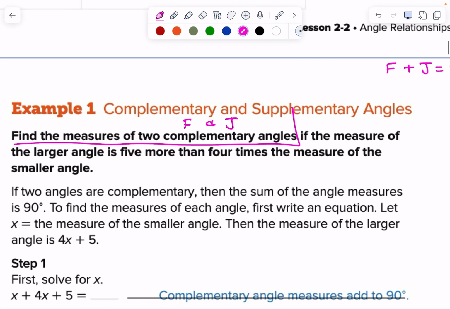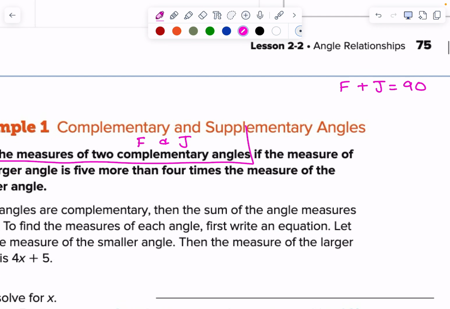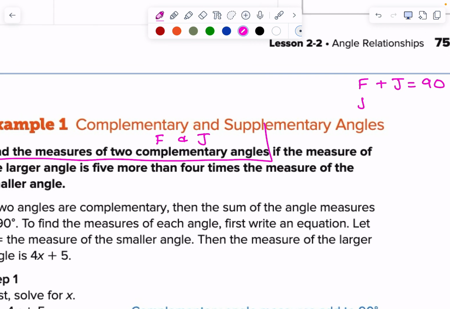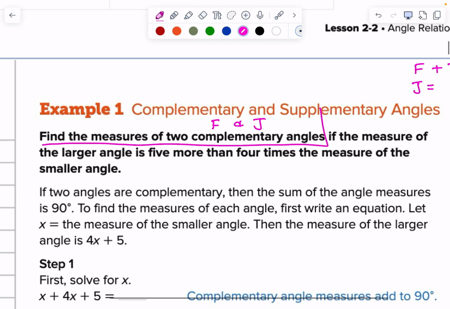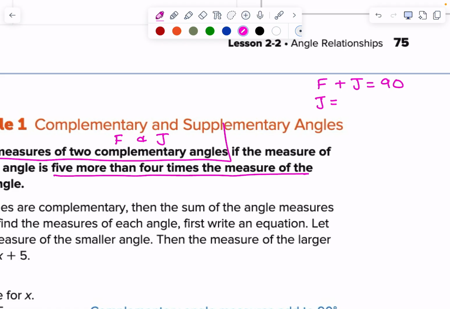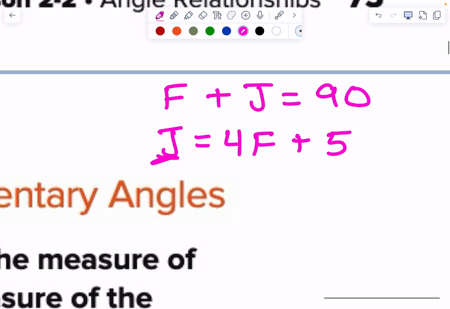If the measure of the larger angle, which one's bigger, Fred or Jeff? Jeff is bigger. The larger angle is 5 more than 4 times the smaller angle. What is 5 more than 4 times? 4x plus 5, but we called the smaller one Fred, right? So Jeff is the bigger one, and we have to take 4 times Fred and add 5 to get how big Jeff is, right? Got it? Fred, Jeff. Okay, so we got these 2 equations going on here. Now what do I do?